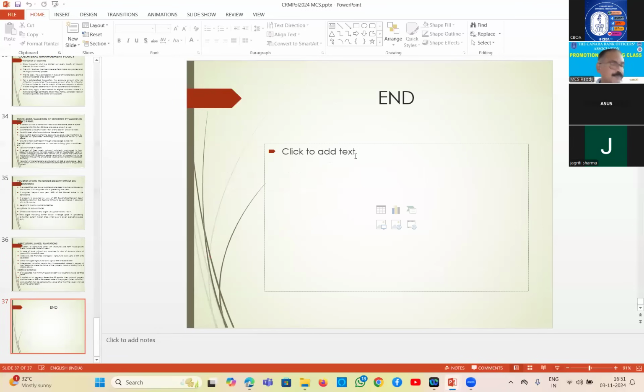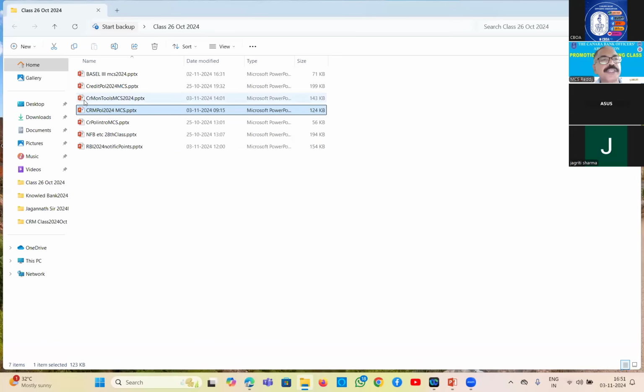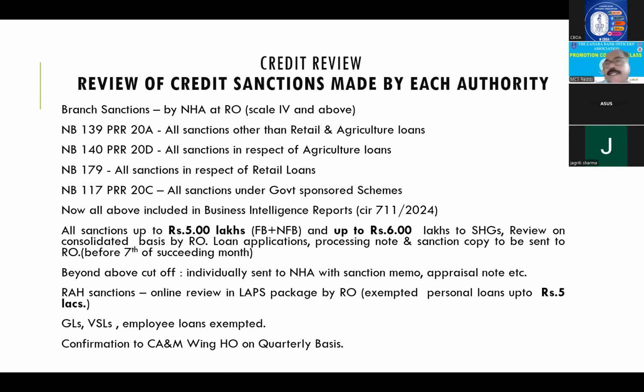Now we move to credit monitoring tools, which we have planned in today's session. Of course, in half an hour normally, I think I will complete it. In olden days, these credit monitoring tools were included under the credit policy, CRM policy, credit monitoring, all in one policy only. But now it is given separately.